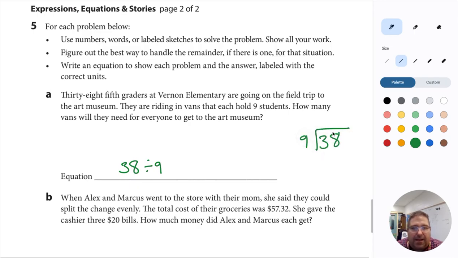Think about it this way. 9 times something isn't exactly 38, is it? I know 9 times 4 is 36.